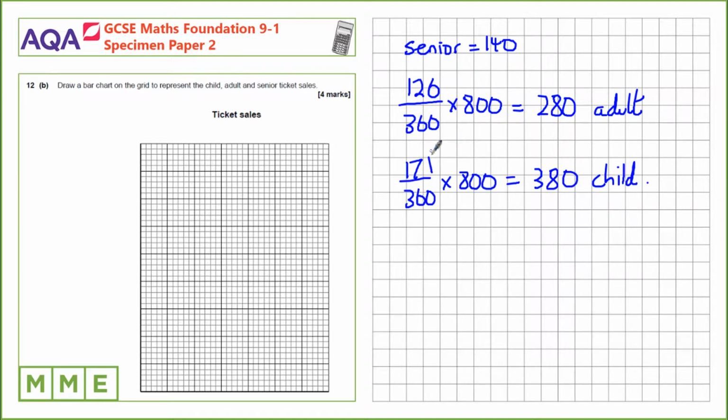Next, we need to make a bar chart. So on this axis, we'll have the number of tickets. And on this axis, we'll have our three categories. We need to account for at least 400, so we'll go up to 400 on this axis in 50s.